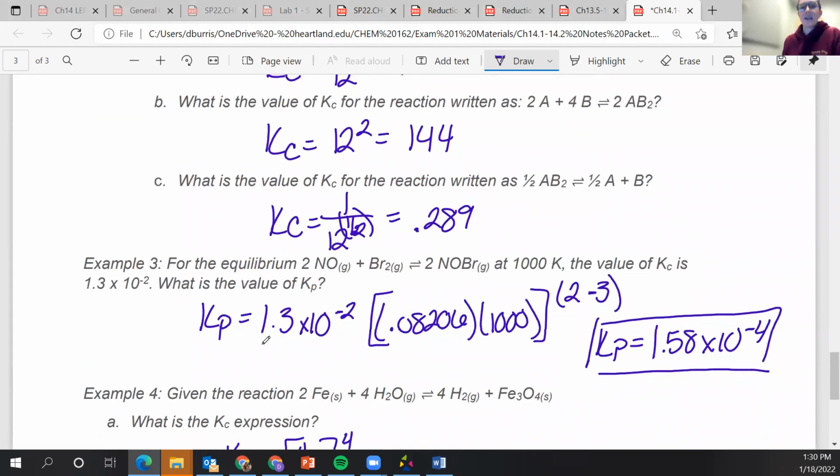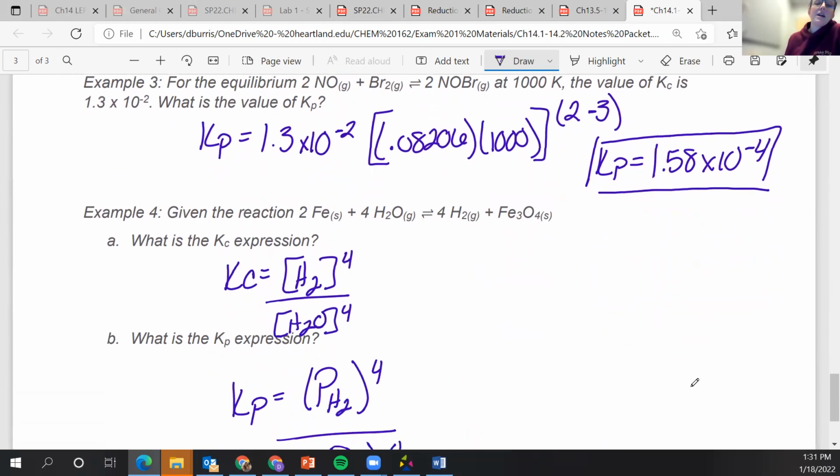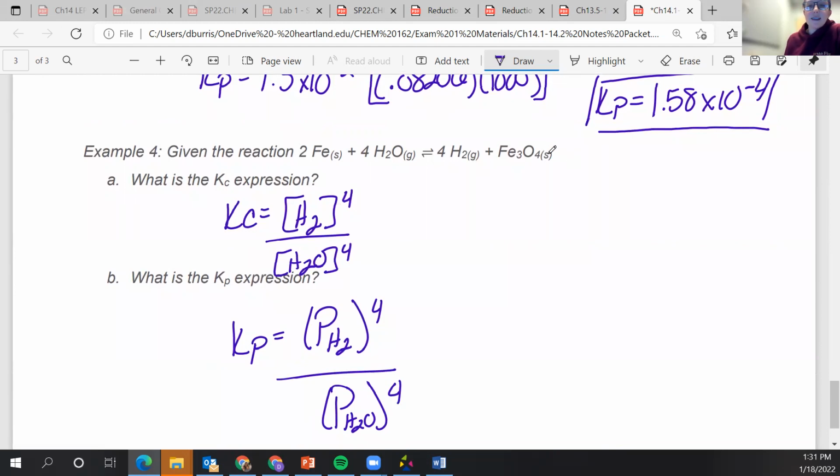All right, example number 3, I use the Kp equals Kc times (RT) to the delta n equation. So I put in my Kc value, gas constant, temperature, and then my delta n, remember, is the number of gas moles in the product, so 2, I've got 2 NOBr, minus those in the reactant. So there's 2 NO and 1 Br2 here, so this is 3 moles. So it's 2 minus 3, so it was -1. You should get 1.58 times 10 to the -4. All right, and then writing our equations. Remember, solids and liquids are not included in our K equation, so I left those out. So you should have gotten these 2. Good luck.